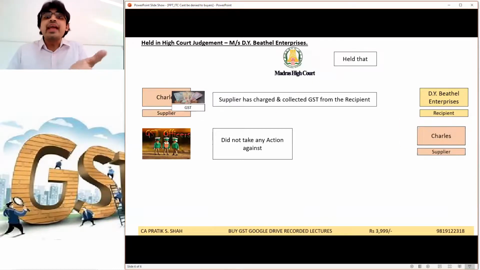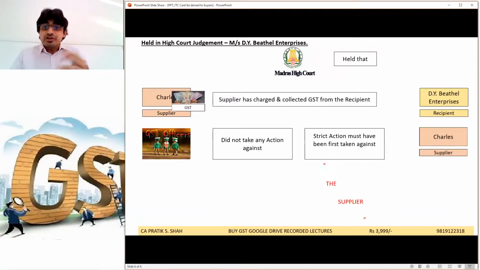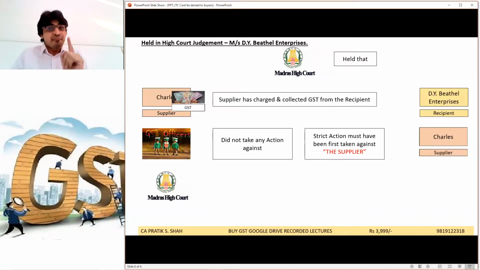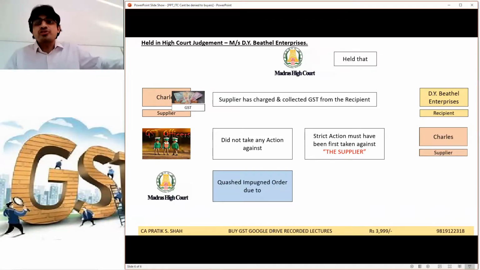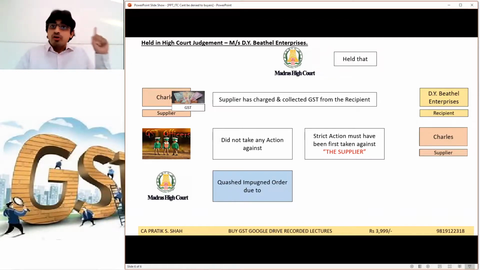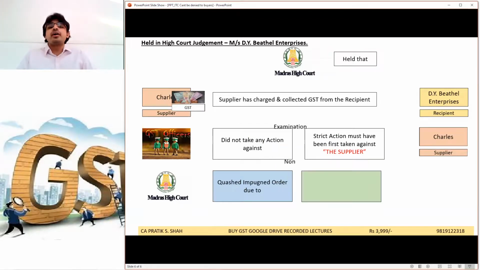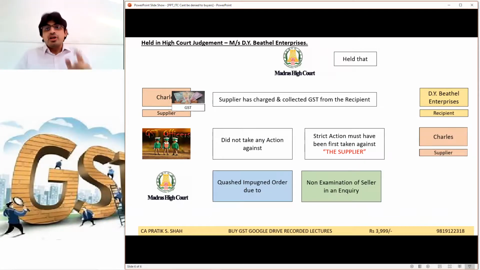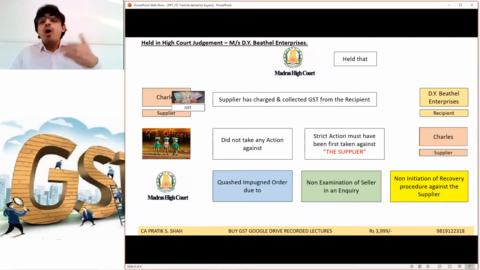They did not take any action against supplier. Right? Strict action should have been initiated against whom? First, it should have been initiated against supplier. They did not take any action against supplier. Madras High Court held it squashed the impugned order. The order was squashed. And for non-examination of the seller in an inquiry, GST officer did not examine the seller. Okay, non-initiation of the recovery proceeding against the supplier, this order was squashed.